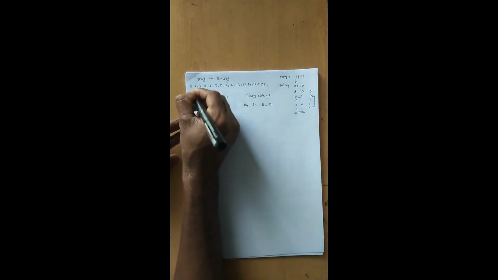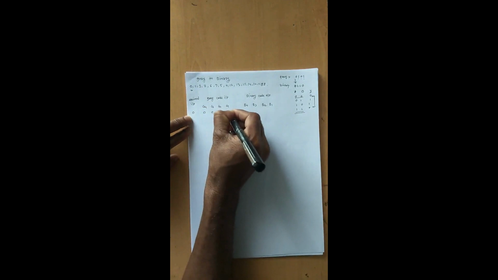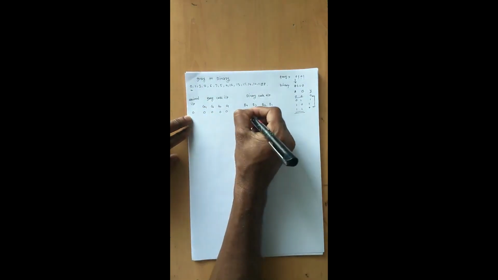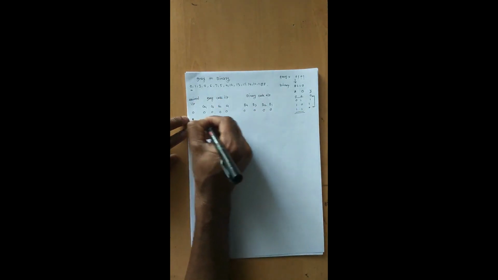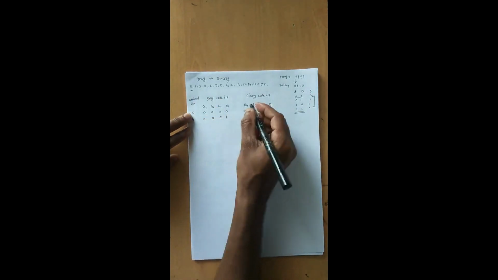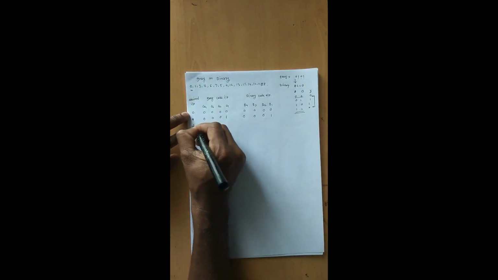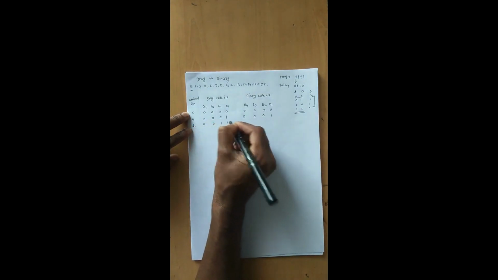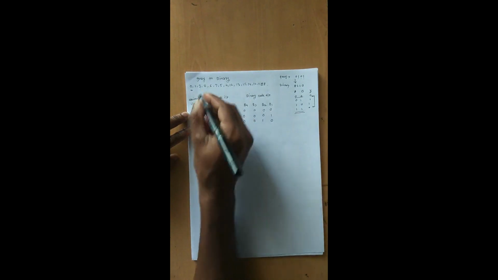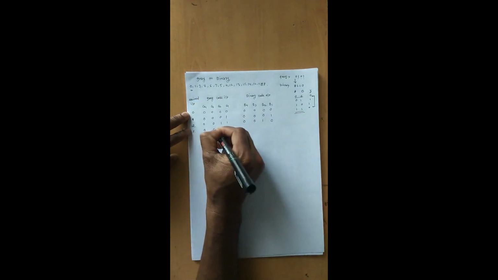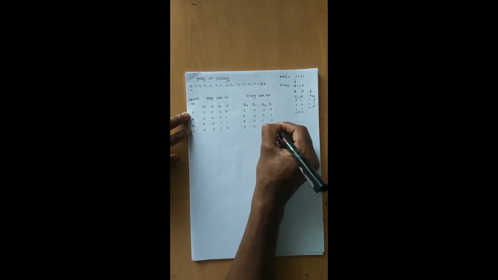So take first 0: the gray code is 0 0 0 0 and the equivalent binary code is also 0 0 0 0. Next 1: gray 0 0 0 1, binary 0 0 0 1. Next is 3: gray 0 0 1 1, binary 0 0 1 0. For 2: gray 0 0 1 0, binary 0 0 1 1.